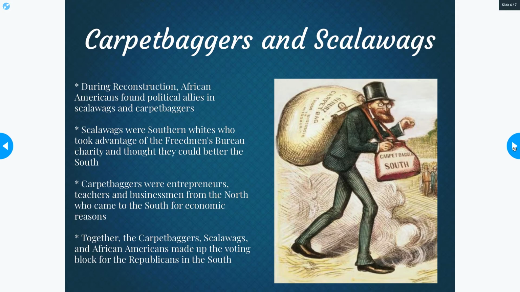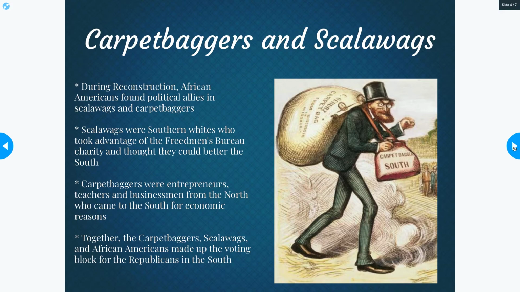You've got the scallywags. The scallywags are Southern whites. The way that I always remember them is scallywag starts with an S, and so does Southern. So scallywags are actually the ones from the South, but they take advantage of the Freedmen's Bureau and think that they can better the South. So even though they are Southern whites, they are siding with the North and with African Americans and saying, hey, let's actually appeal to African Americans, let's help them out.